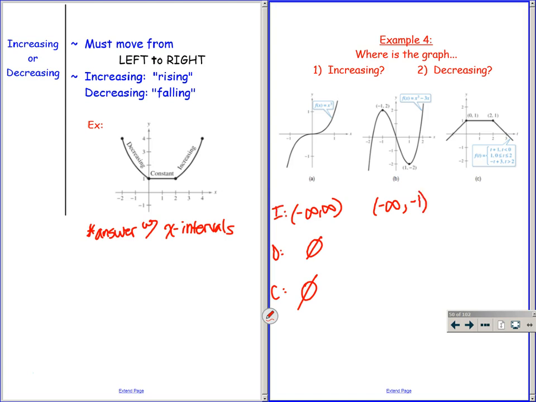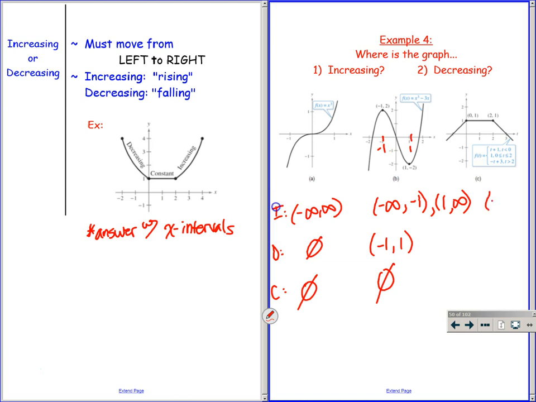But that's not the only time it's rising. It falls for a bit. It falls between that negative 1 and 1. It falls between these two x values. But then it starts rising again. So we actually would come up and say, hey, he's rising from 1 to infinity as well. So with x intervals, we're answering how left, how right is the rising portion. How left, how right is the falling portion. This one doesn't have any constant.